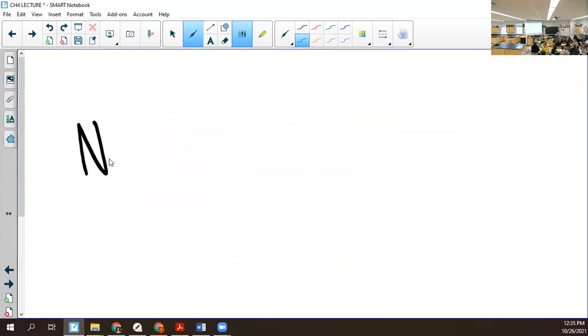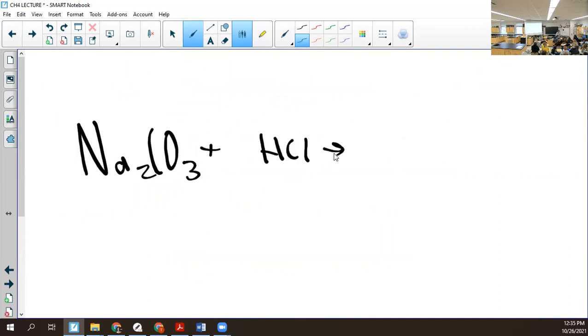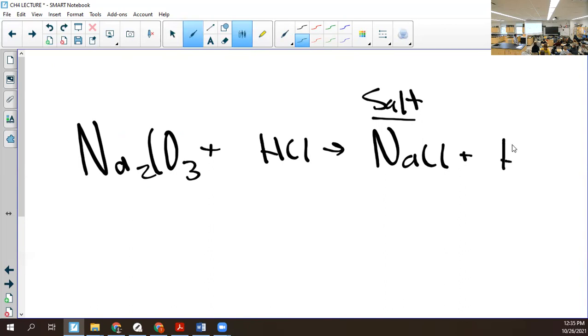But if I take Na2CO3, and I'm just going to put HCl because that one's so easy to write all the time. It makes NaCl, which is a salt, right? Plus, if we didn't know what we were doing, we would just say H2CO3. That would be the double replacement reaction that we would expect. And it's sort of true. This substance right here is called carbonic acid, and it's not stable.